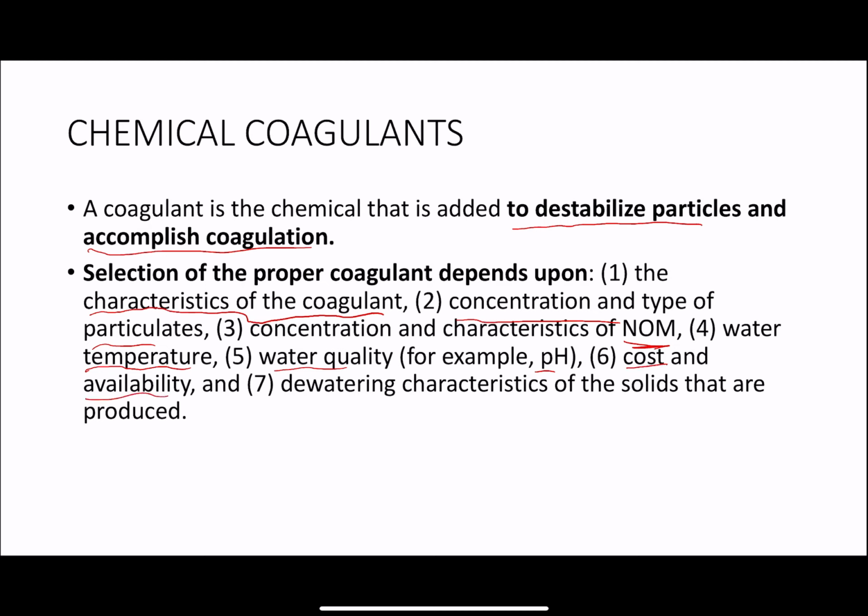And at the end, some coagulants will give you a huge amount of solids precipitated. So we need to check the dewatering characteristics of the solids that are produced. Some of them will produce already dewatered sludge. Sludge means solids are precipitated at the bottom of the tank. And some will have high water content in these solids. So we need to check which coagulant we want to use for what type of organic or inorganic in water.